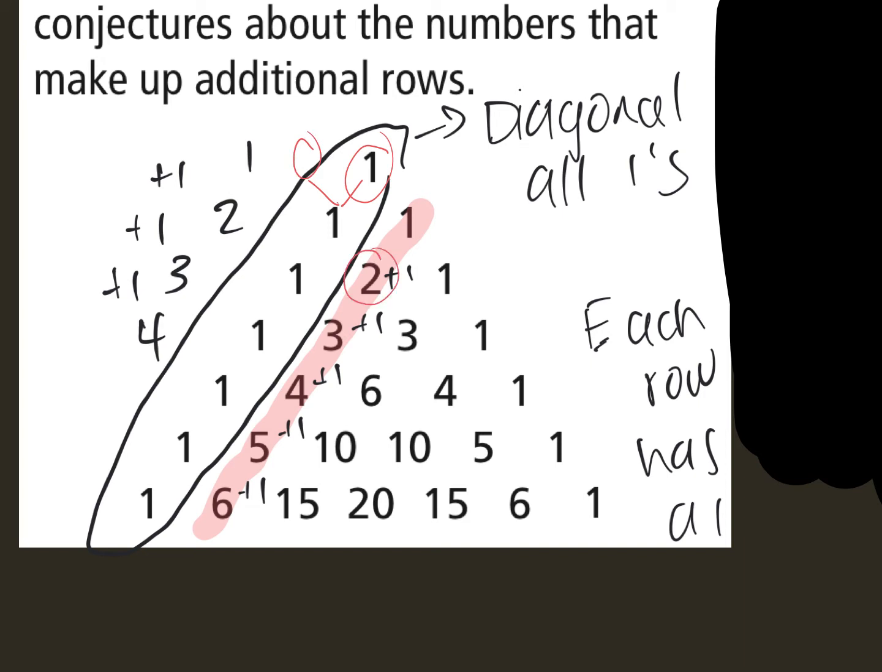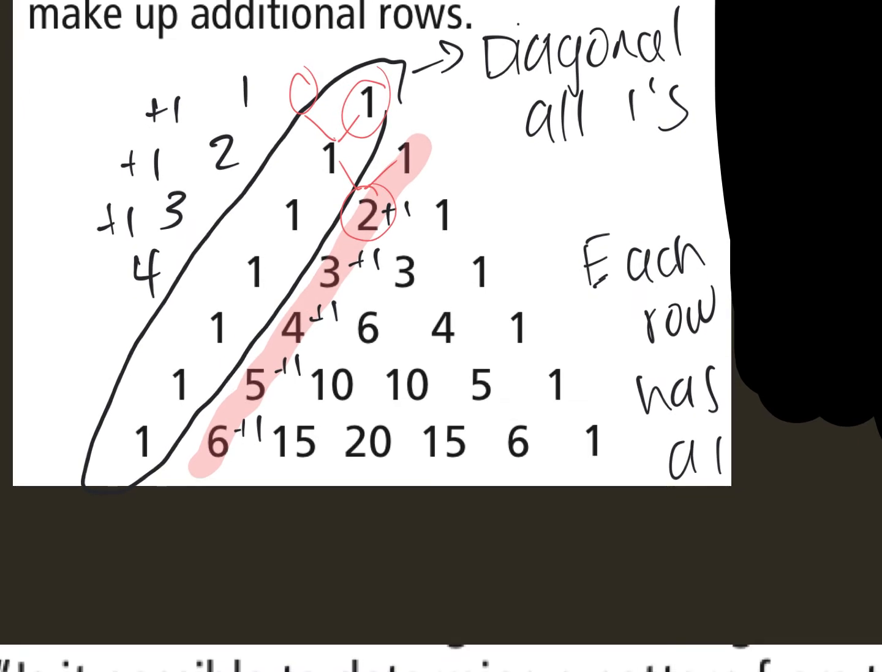Grab this 2. The 2 numbers above are 1 and 1 plus 1 gives you? Do you see this 3? 2 and 1 give you? Do you see this 4? 3 and 1 give you? This 6 came from what 2 numbers? The 3 and the 3.